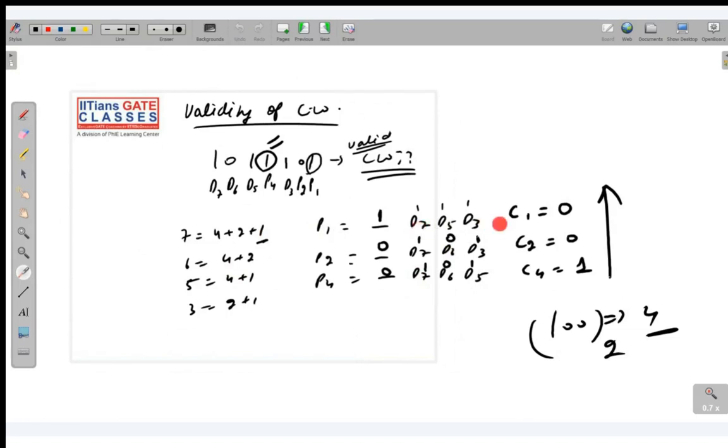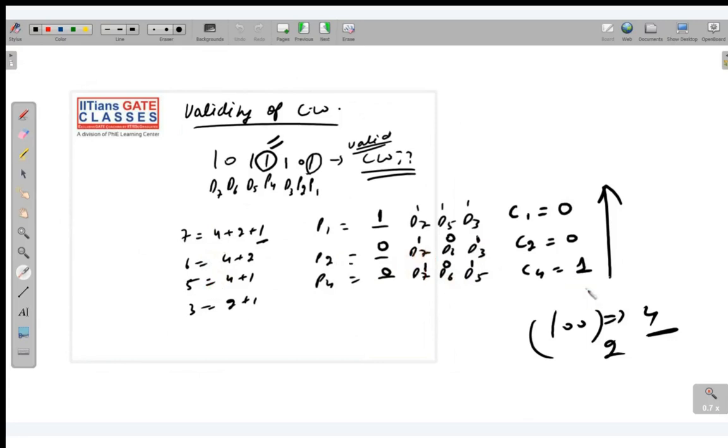For 2, try to imagine in which binary 2 will come. For 7, 2 will come, because 4 plus 2 plus 1. For 6, 4 plus 2. For 3, 2 plus 1. So 7, 6, 3. For 4, where will 4 come? Obviously in 7, because 4 plus 2 plus 1, then 6, 4 plus 2, then 5, 4 plus 1. So 7, 6, 5. If you are able to remember this, no need to do this step. You can skip it, and directly you will write and get the answer.